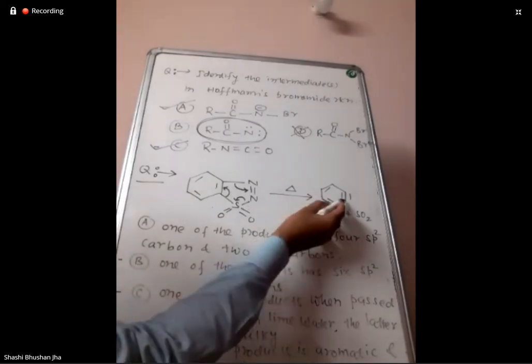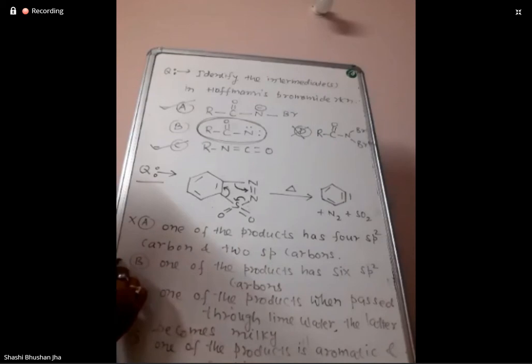Now, one of the products has 4 sp2 carbons and 2 sp carbons. You know, in benzene, all the 6 carbons are sp2. We do not have any sp carbon there. So option B is correct.